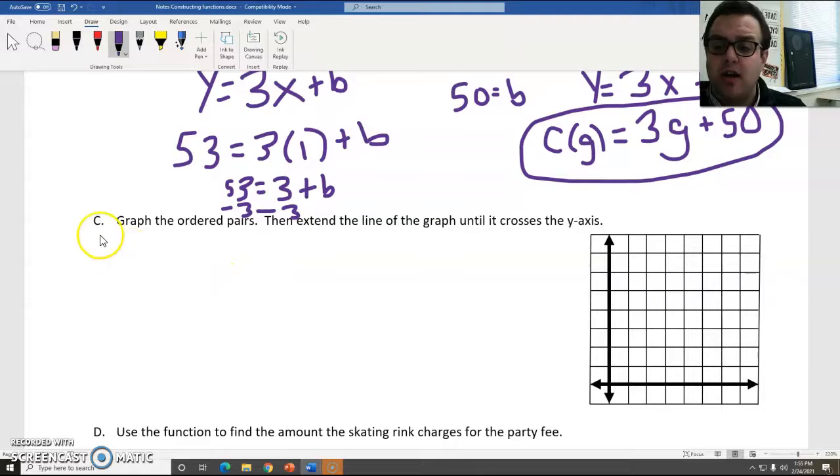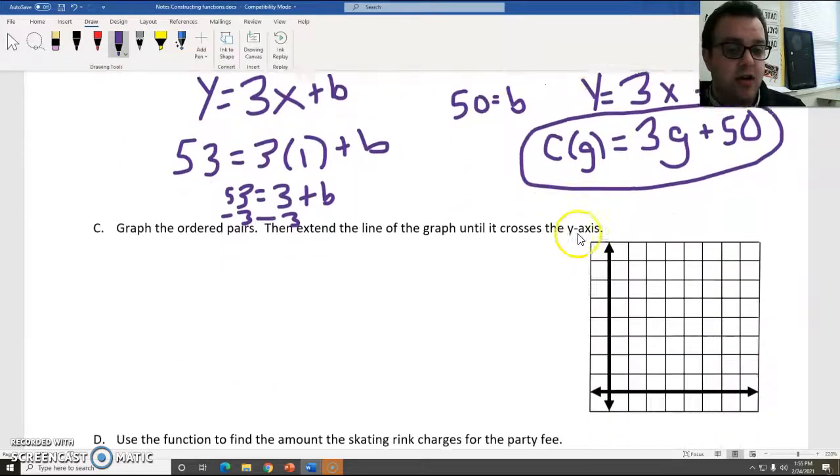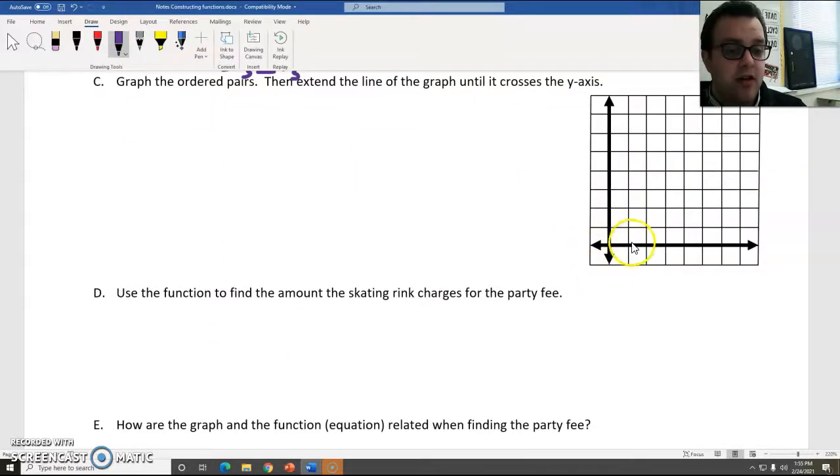So let's go ahead and look here. Graph the ordered pairs, extend the line of the graph until it crosses the y-axis. So we're going to have to use a little bit of a scale here to do this. One thing that you're allowed to do, so we're going to do this as 1, 2, 3, 4, 5, and 6.